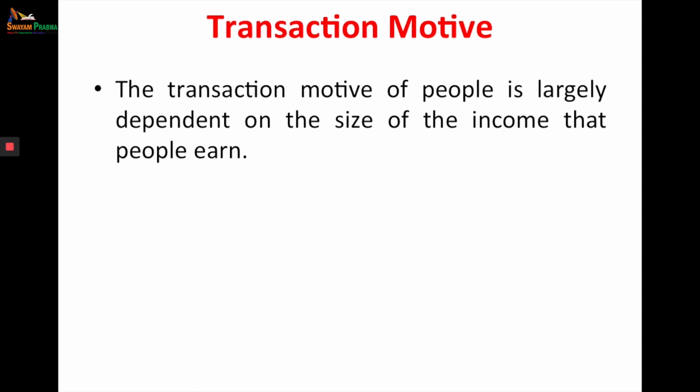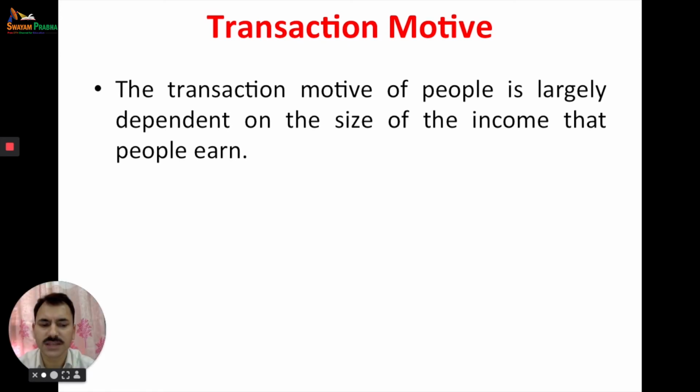Transaction motive of the people largely depends on the size of income that people earn. It directly depends upon the income level. Higher level of income, the transaction motive will be high. Rich people will keep more money as compared to the poor people. If your income is less, then you will keep less transaction motive. Poor people have less demand for transaction motive as compared to rich people.